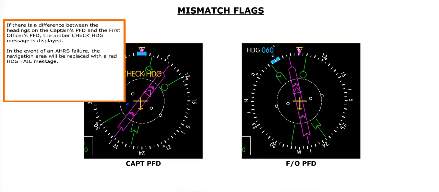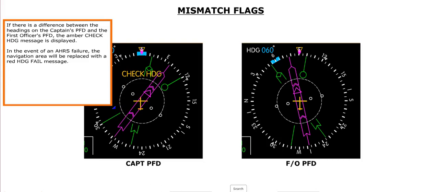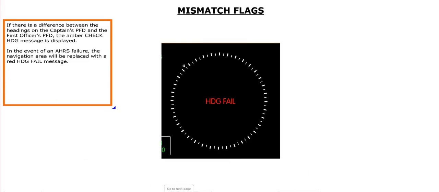If there is a difference between the headings on the captain's PFD and the first officer's PFD, the amber check heading message is displayed. In the event of an AHRS failure, the navigation area will be replaced with a red heading fail message.